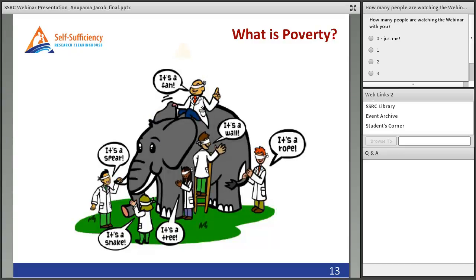The slide here illustrates the story of the blind men trying to describe an elephant. One grasps the trunk and concludes it's a snake. Another explores one of the elephant's legs and describes it as a tree. And another, after discovering the elephant's side, concludes that it's a wall. So each person in his blindness is describing the same thing, an elephant, yet each describes the same thing in fundamentally different ways. Similarly, each of us may have very different understandings of what poverty is, so before trying to solve the problem, we must first reflect on the what.